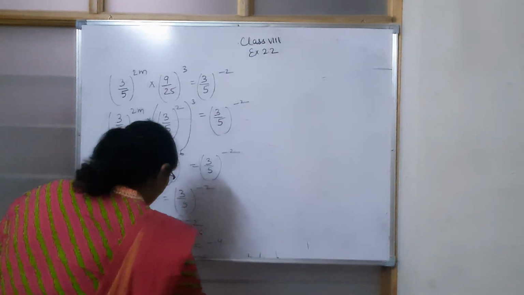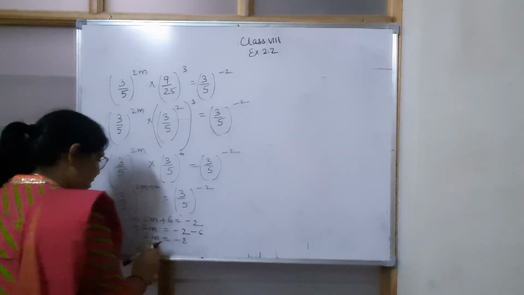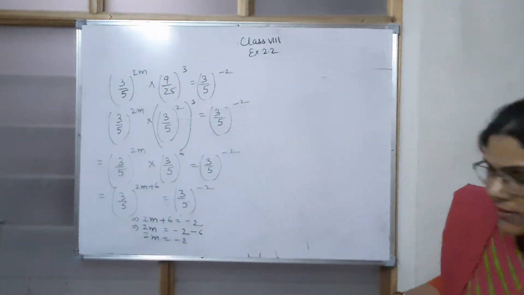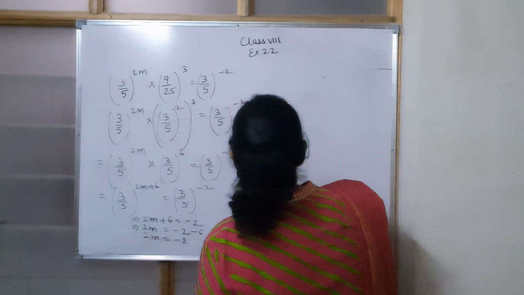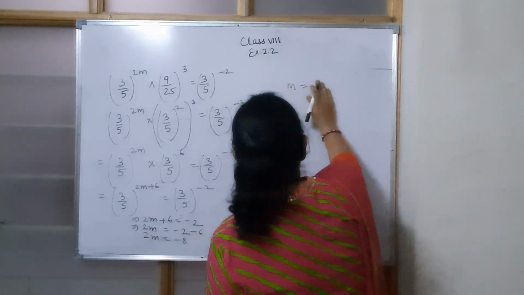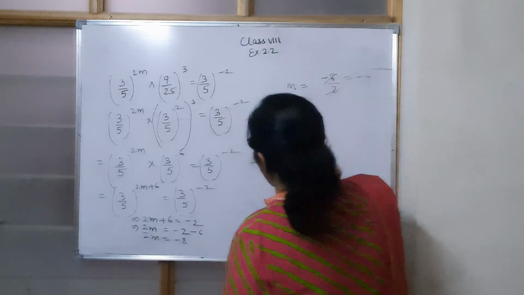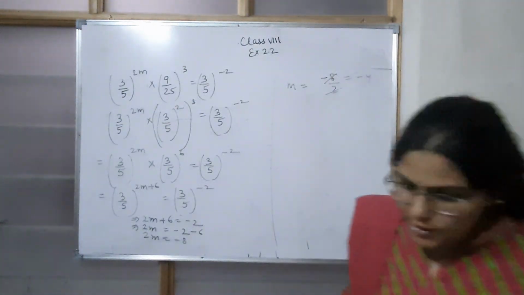So m will be what? Again I am explaining, we have already discussed this concept here. m will be minus 8 upon 2, which is minus 4. I hope you understood.